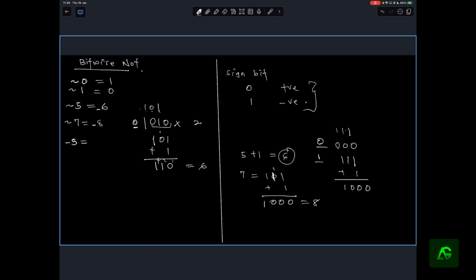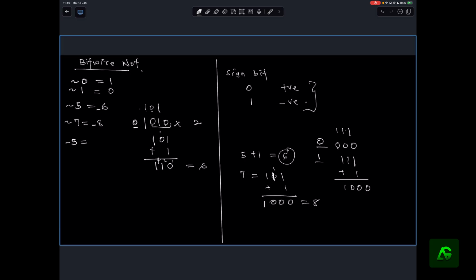So you also flip the sign bit. It was 0 initially for the sign bit of this question, the not of 5. After flipping it, it becomes 1. So that will be negative. So we want to look at negative now.